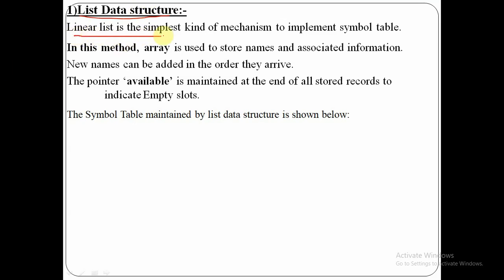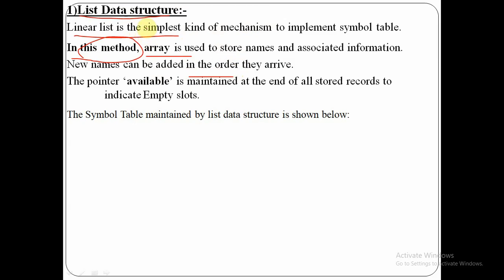So linear list is the simplest kind of mechanism to implement a symbol table. In this method, an array is going to be used to store the names and associated information of an identifier. New names can be added in the order they arrive. So whenever a new name is encountered in the source code, it is going to be stored in the symbol table in the next available free space. No sorting order is maintained.